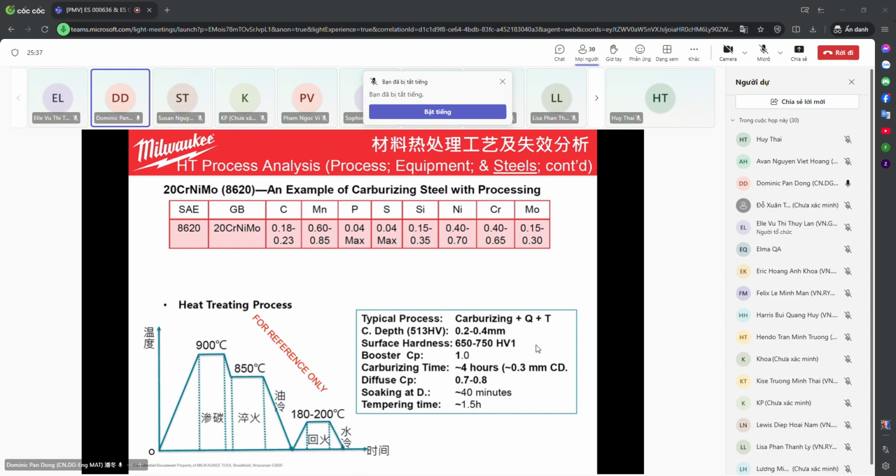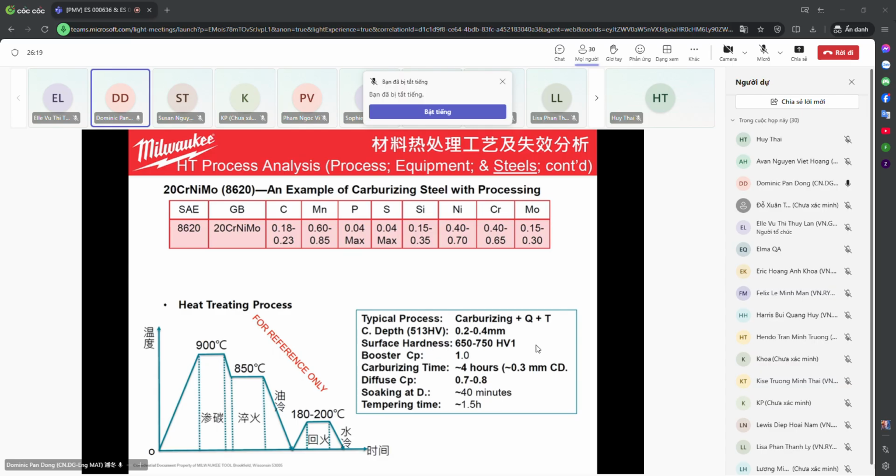And here, take a look at the right side for the typical requirement. We can see the case depth, with the criterion of above 513 HV. TTI is quite tough at this kind of requirement. Our spec is 0.2 to 0.4 millimeter, quite a narrow range. Pay attention to it. Sometimes it would go out of spec. Surface hardness, 650 to 750 HV. It's a commonly applied requirement. And so-called boosted carbon potential, CP. That means the carbon potential at the high temperature.